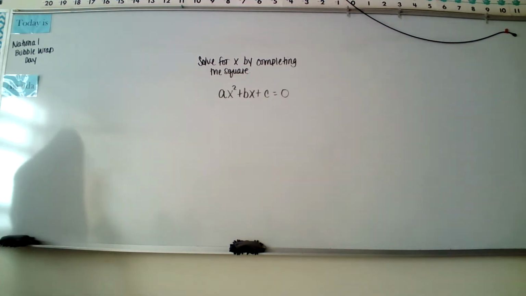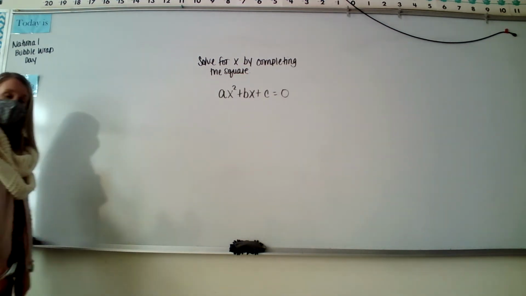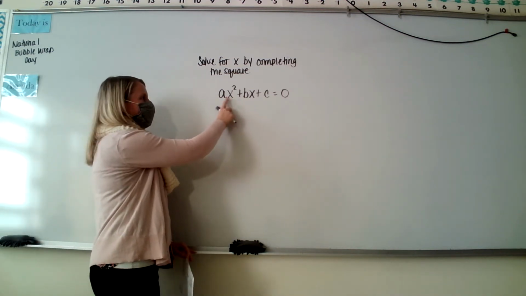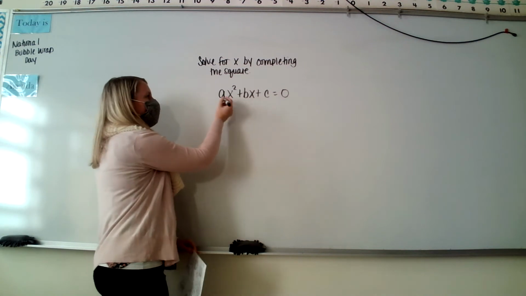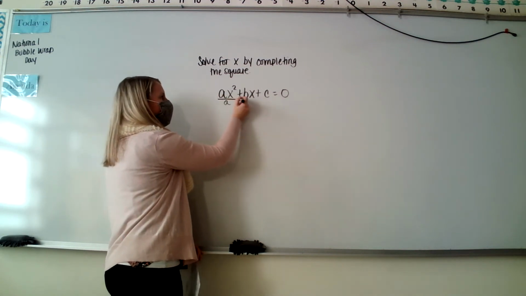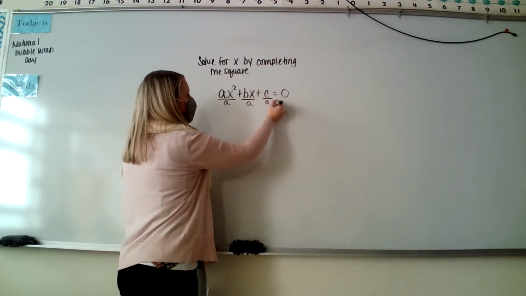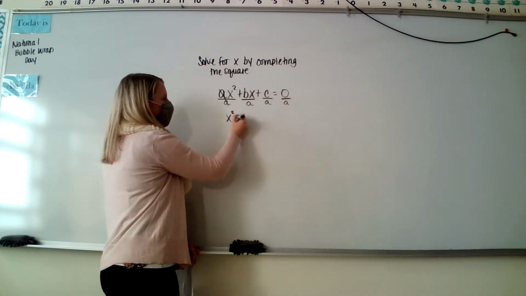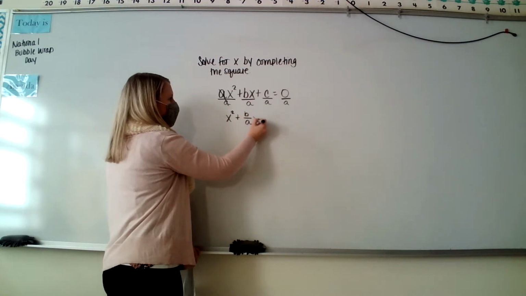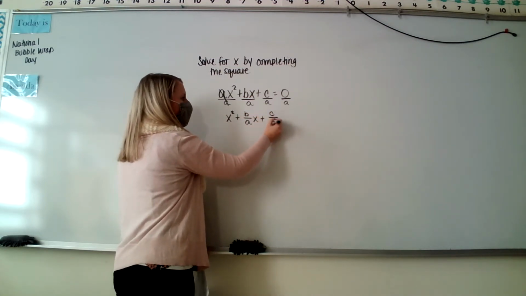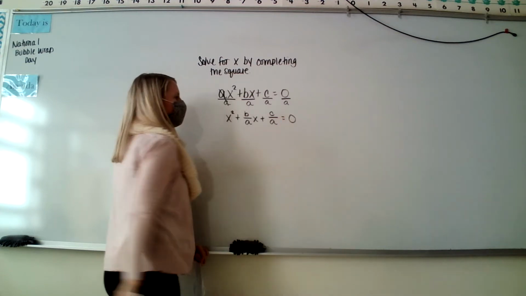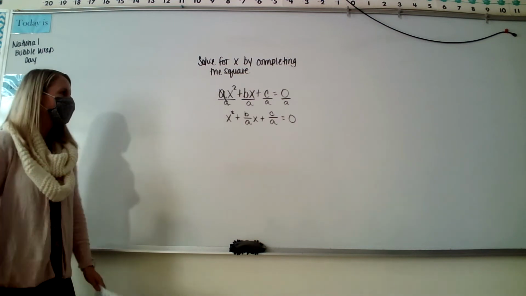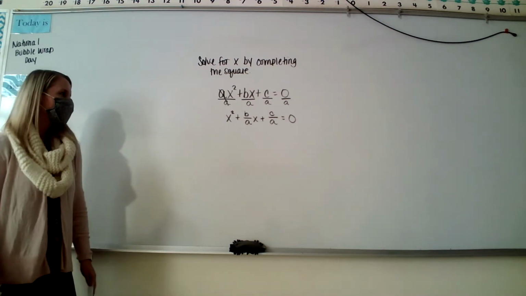So when I say we're going to solve this by completing the square, our first step is we want this x squared to just have a coefficient of 1. We don't want a. So we're going to divide everything by a. So we end up with x squared plus b over a x plus c over a equals 0. It feels so weird when you do it without numbers, but that's okay. Whatever we can do with numbers, we can do with variables.